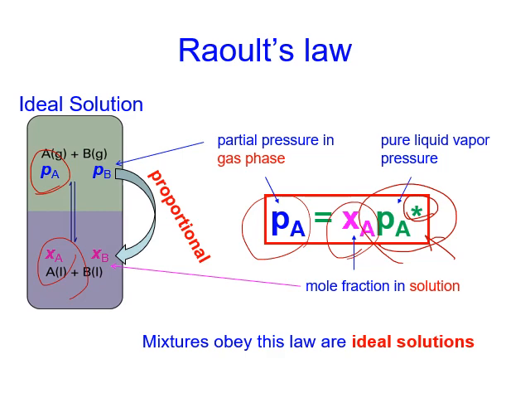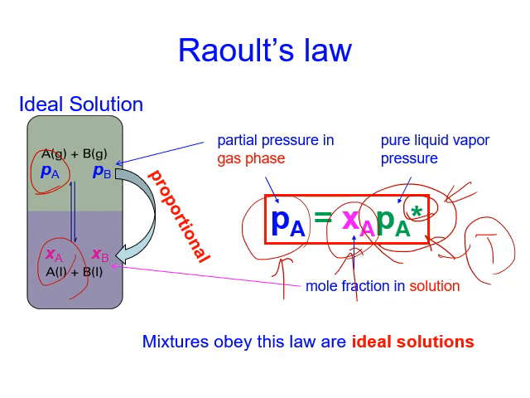This vapor pressure is determined by temperature. We have learned in chapter 4 that the vapor pressure and the temperature are related by the Clausius-Clapeyron equation. That equation allows you to calculate the vapor pressure of a pure substance at a different temperature. Raoult's law tells us that in a mixture, the partial pressure in the gas phase not only depends on temperature, but also depends on the mole fraction in the solution phase.